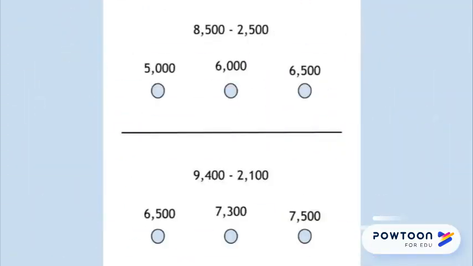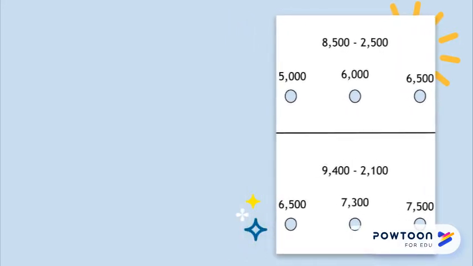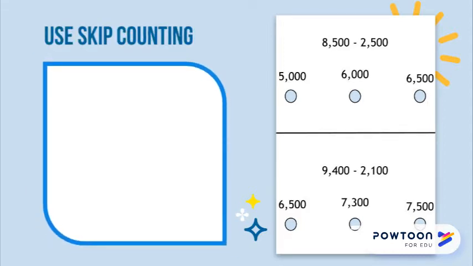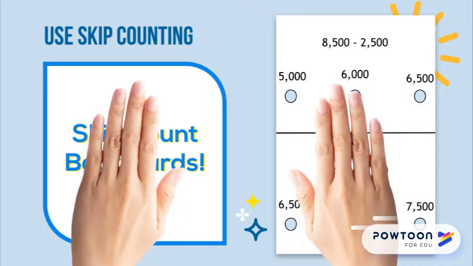Here's an example of a page you would see in the MCF. You can see there are 2 problems. Each problem has 3 answers to choose from. Let's go ahead and work on the top problem. This problem is 8,500 minus 2,500. This is a subtraction problem. And subtraction is one of those operations where we can use our skip counting skills. But since it is subtraction, we're going to skip count backwards.